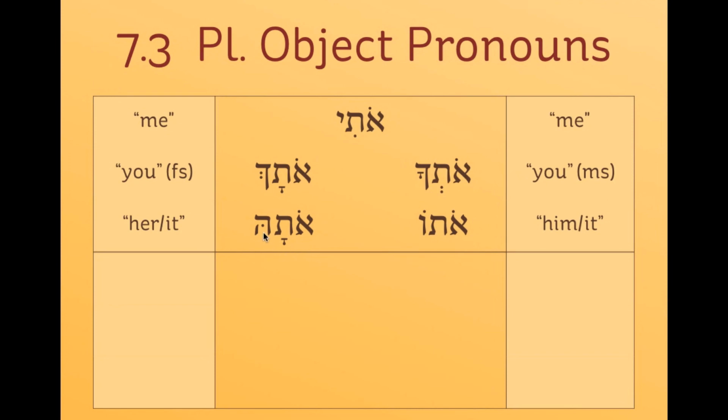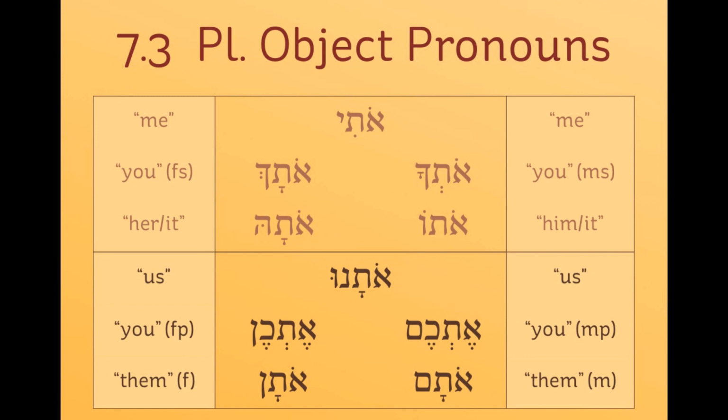Now remember this dot in the hey, it's called a mapik. It marks this not as a vowel letter, kametz hey, but as a consonant hey. And it has a couple different functions, but 90-something% of the time, it marks this specifically as the attached pronoun. I've said this before, and I'll keep saying it because it'll be important later on, that when you see this mapik in the hey, you will know almost assuredly this is an attached pronoun and it means her. And it'll help you disambiguate forms later on, which will be very, very helpful. So I mention it again.